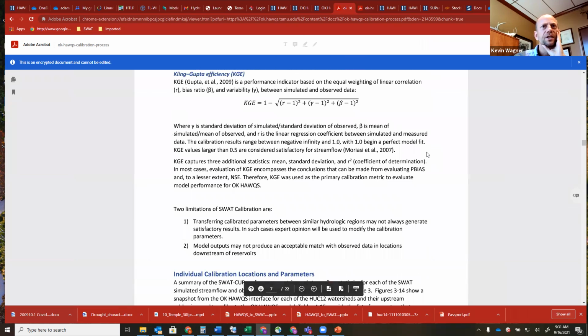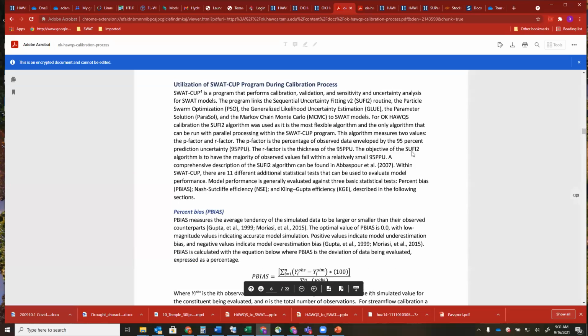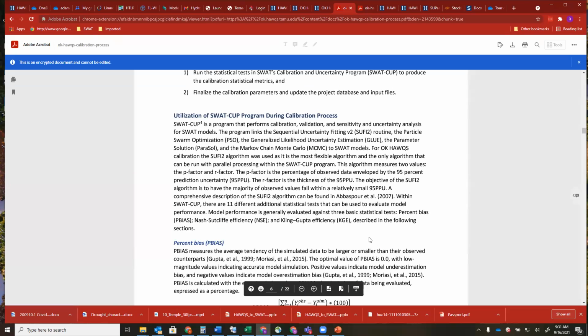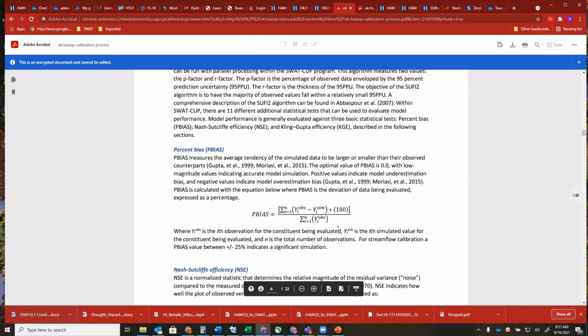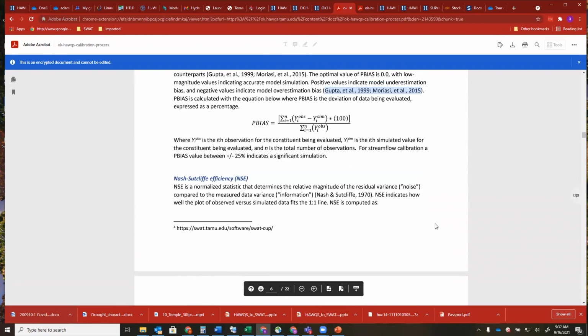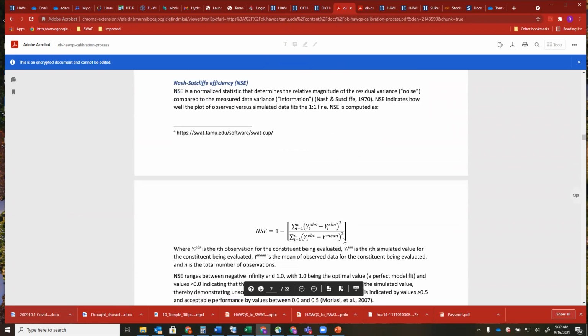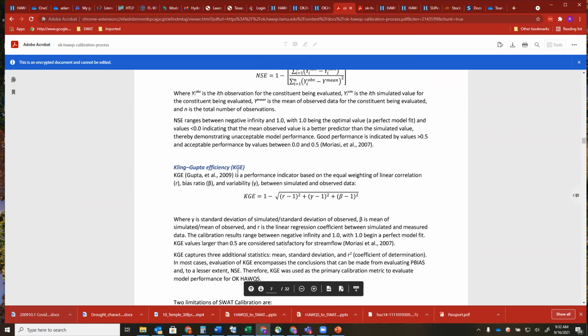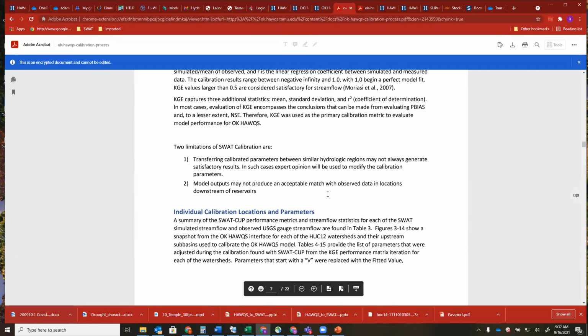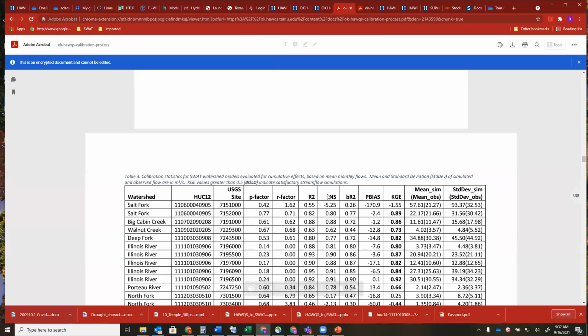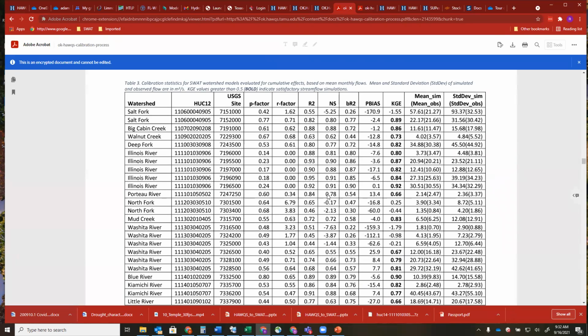So Srini, there's a question about what criteria were used for calibration and validation. Right here, okay. Calibration process: what are the statistics we use for deciding whether it's good or not good calibration? We primarily used these papers to guide us on that process. And these are the three statistics we use: p-bias, Nash-Sutcliffe, and Kling-Gupta efficiency. And with that, we have produced all the statistics for each site that was calibrated so far.